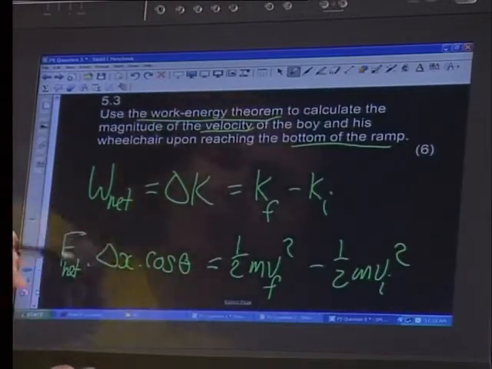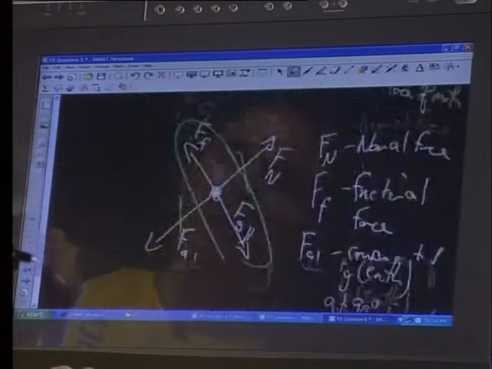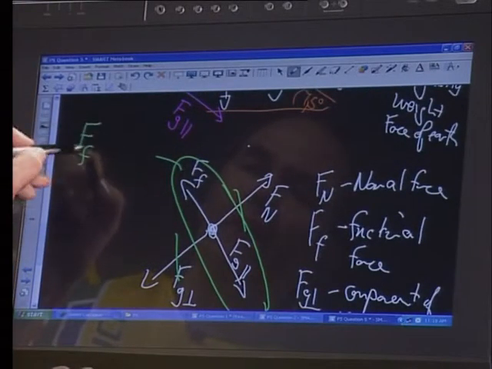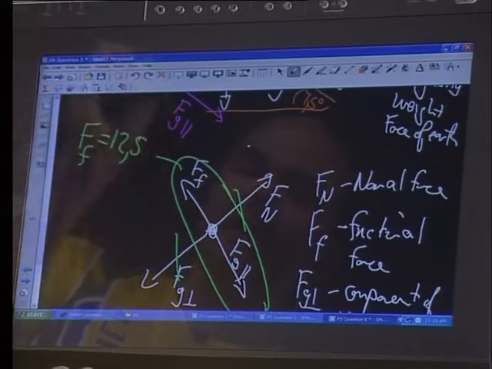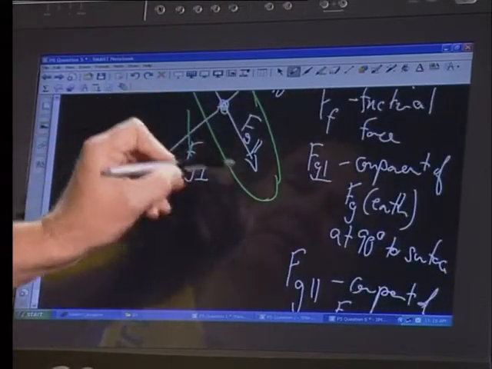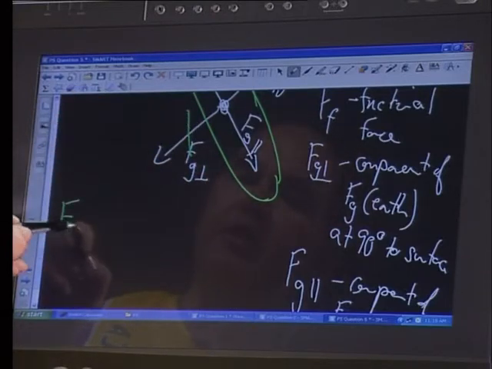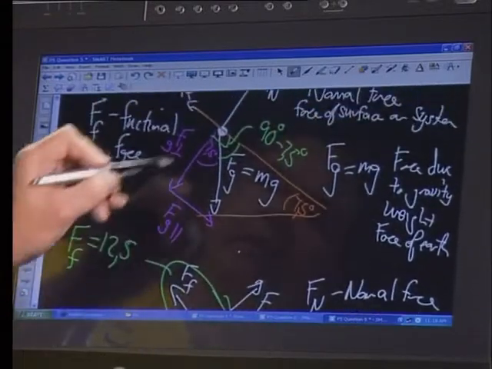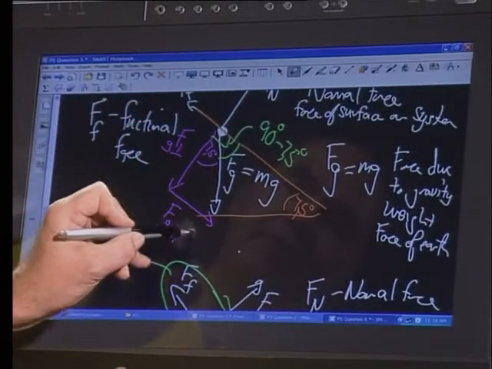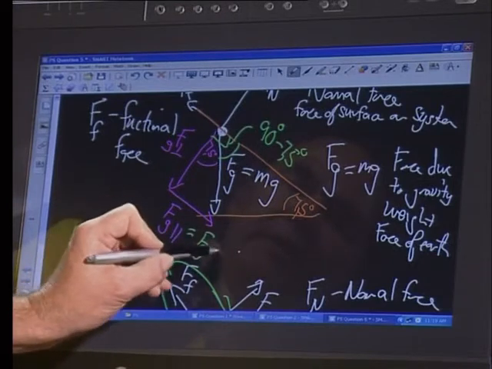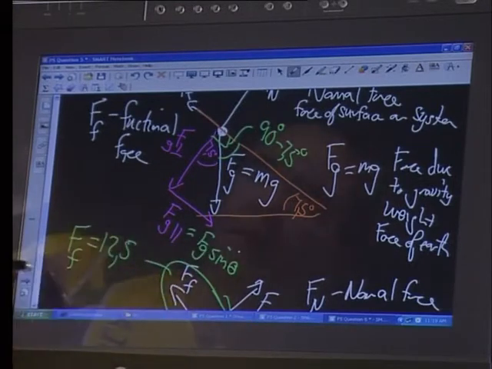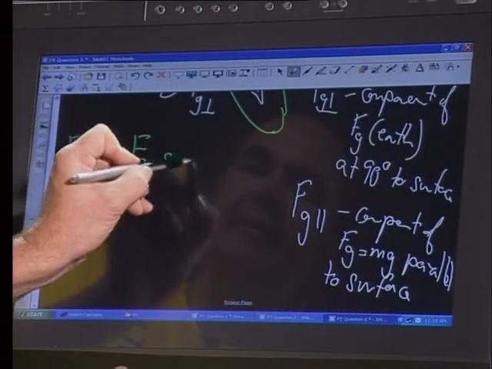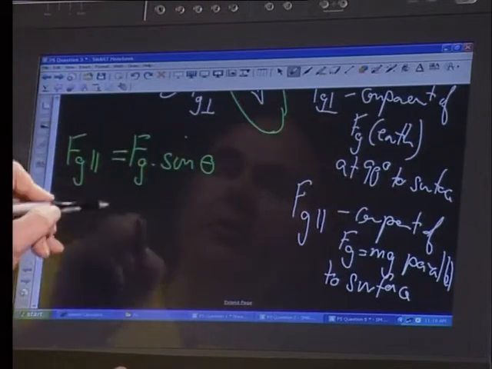So my first problem, let me actually go back to the diagram here, is I know this F, I know Ff is 12,5 and it's up the slope. I want to get this Fg parallel. So Fg parallel, if we look at our diagram over here, notice it's opposite. Fg parallel is going to be Fg sine theta. So I'm going to put that in, Fg times sine theta. So that's the equation I'm going to use.